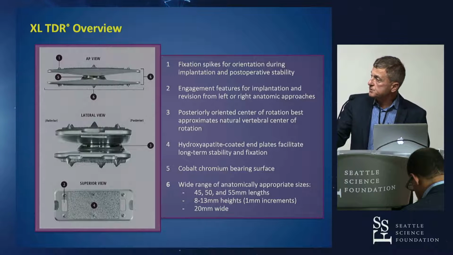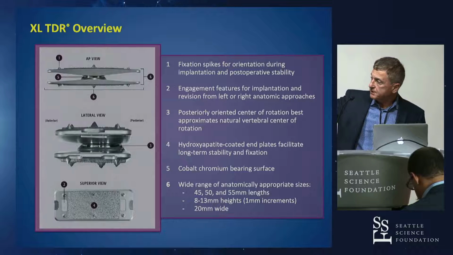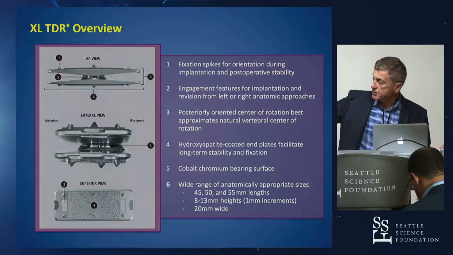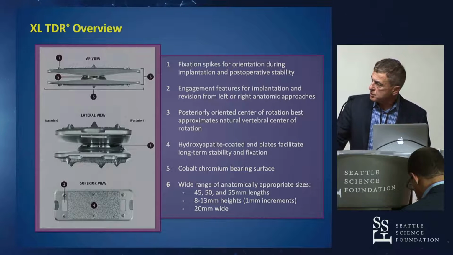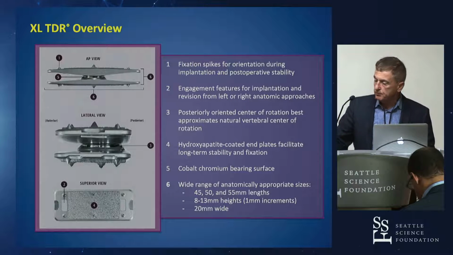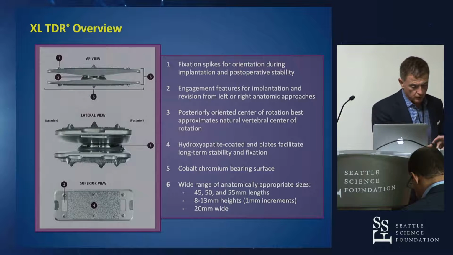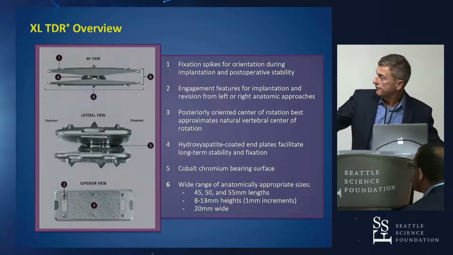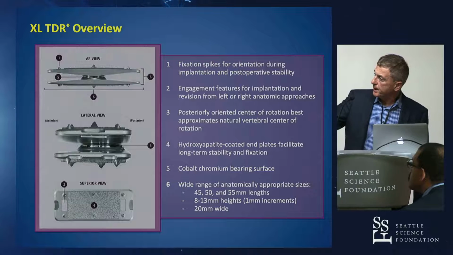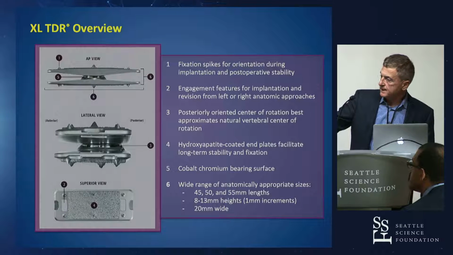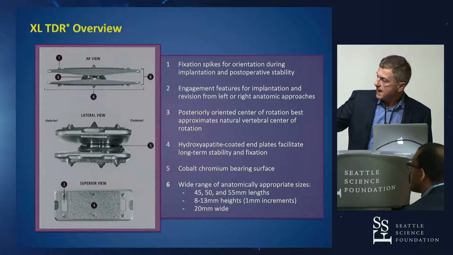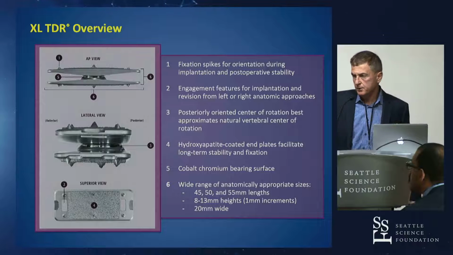So the spikes serve as markers. When you look on the lateral view, the center of rotation is posterior, so the spike on the lower end plate represents your center of rotation, and the middle spike on the upper end plate is basically the midline. So this spike on the upper end plate would be mid-vertebral level between posterior and anterior, and this spike represents the center of rotation, so you want to put that behind the midline.